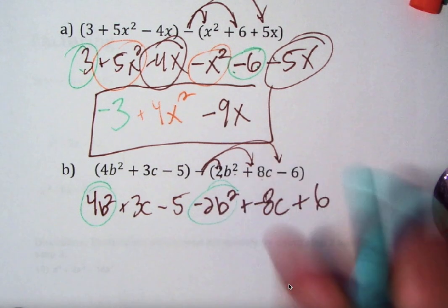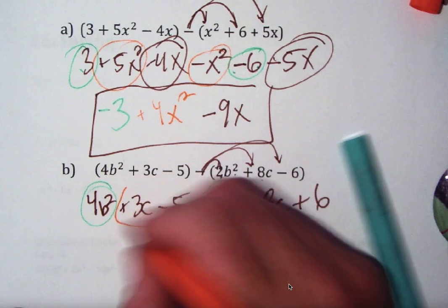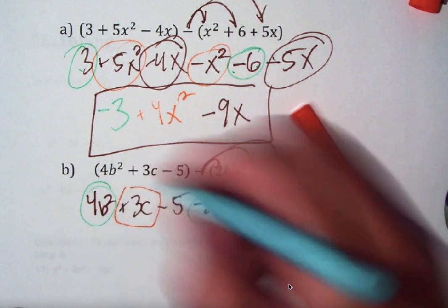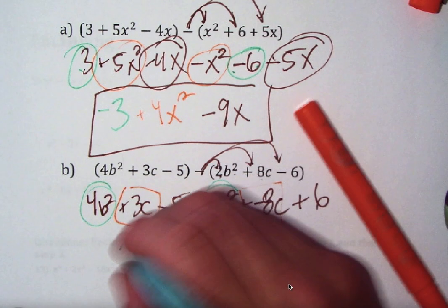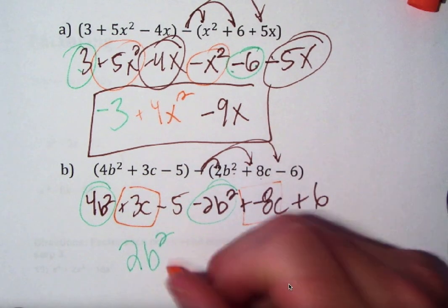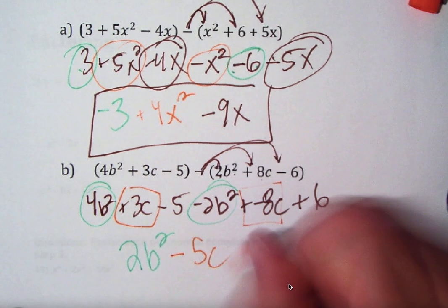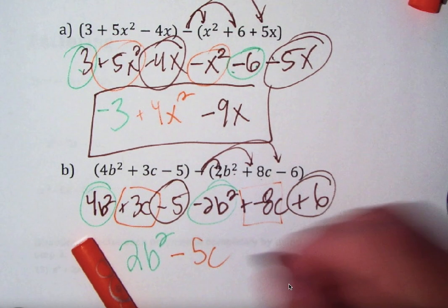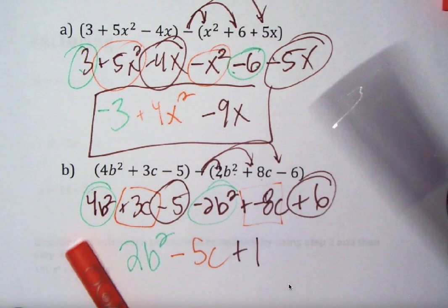Boom, boom, boom, boom. Okay, 4b squared minus 2b squared is 2b squared. 3c plus negative 8c is negative 5c. Negative 5 plus 6, positive 1.